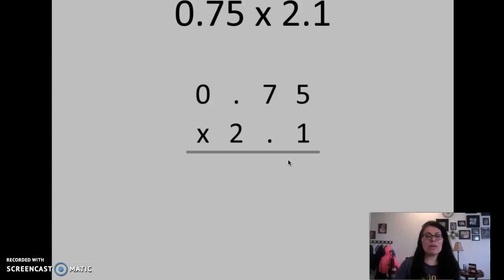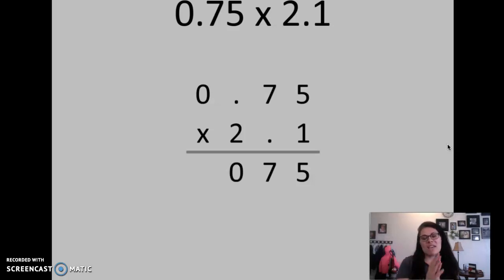All right, so now we have 75 hundredths multiplied by 2 1/10. Notice everything's to the right. So we're going to take this as a normal multiplication problem. 1 times 5 is 5. Now remember, we start in the ones place, and we have to use the ones place and hit all the other place values on the top number. So 1 times 7 is 7, and 1 times 0 is 0.